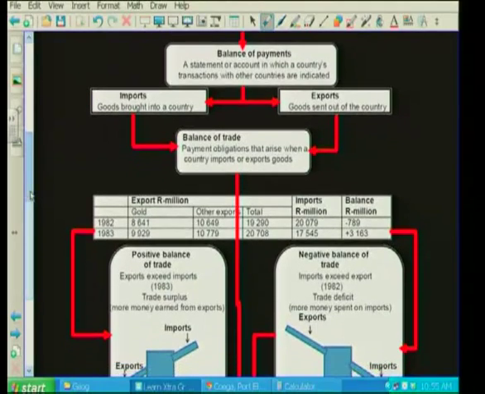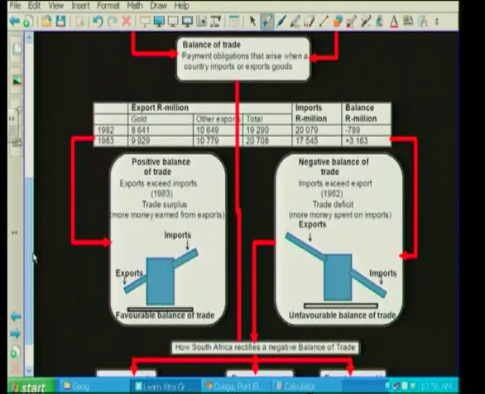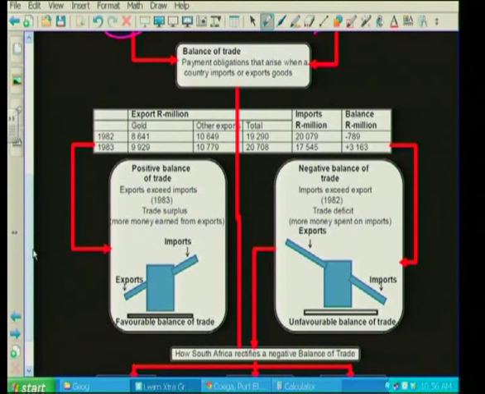And that is where we come to this idea here of our balance of payments. If you look at the next arrow down from the top there, balance of payments is a statement or an account in which a country like South Africa transacts with other countries, and all these transactions are indicated there as what we import, the goods that are brought into our country, versus what we export, all the goods that are sent out of our country. When you compare the imports versus the exports, you get what we call our balance of trade. This is the payment obligations that arise when a country imports or exports various goods. Let's have a look at an example here.